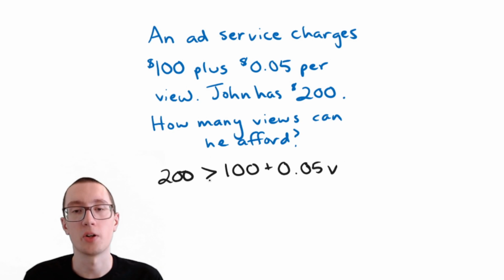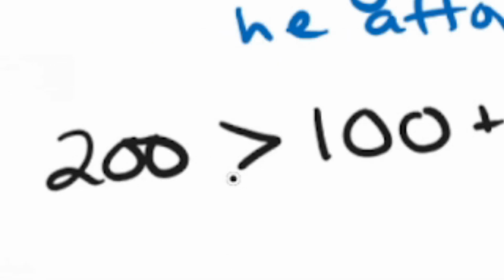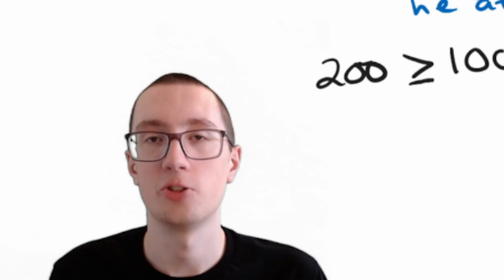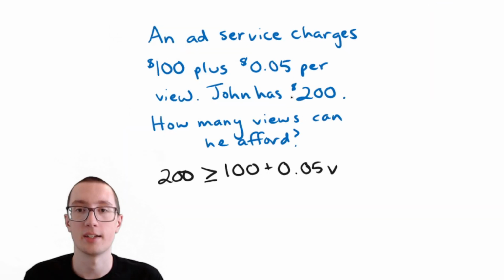And also, are we going to put a line underneath this sign? Because remember, if we put a line underneath, that means or equal to. Can our purchase be exactly $200? Yes, it can, because John has $200. So in this case, if we pay exactly $200, then it's fine. So we'll put a line underneath. So this would be our equation, and then you would just solve it like normal.